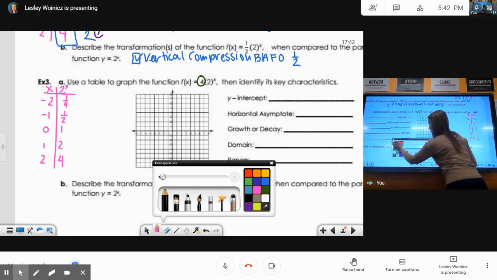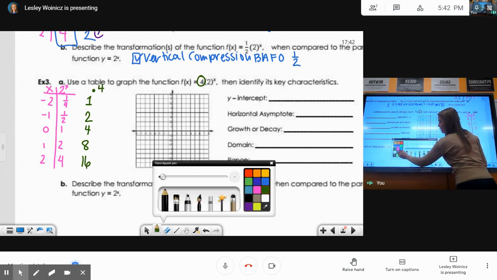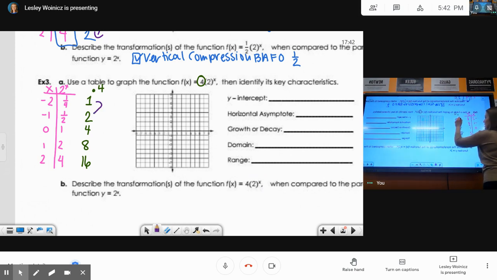Now I'm taking all of these outputs and multiplying them by my a value, 4. 4/4 of a pizza is just a whole pizza. 4/2, well, that's 2 pizzas. 4 times 1 is 4. 4 times 2 is 8. 4 times 4 is 16. Notice that even though I am quadrupling my output, my multiplying pattern is still the same. I'm multiplying by 2. It's still my base.